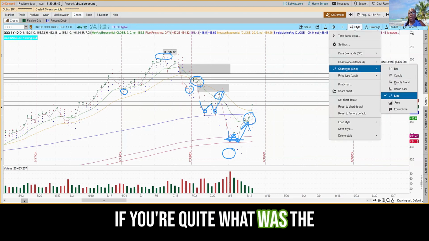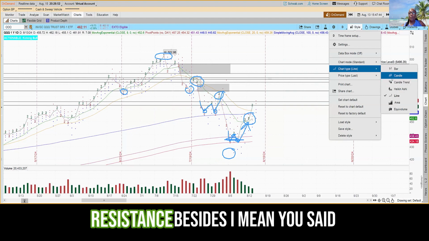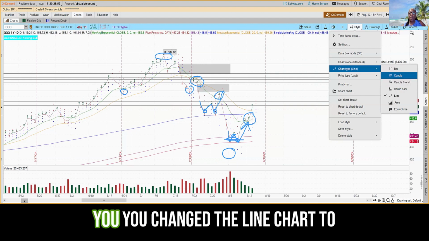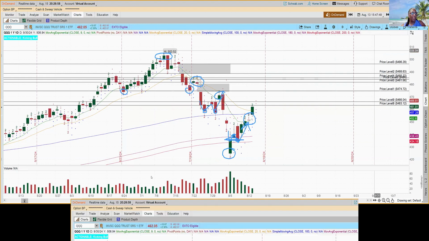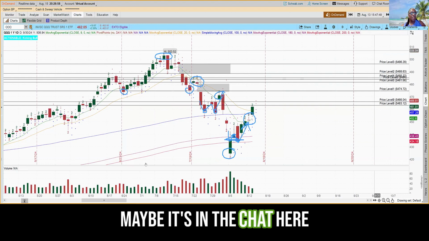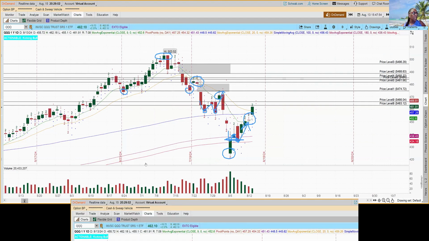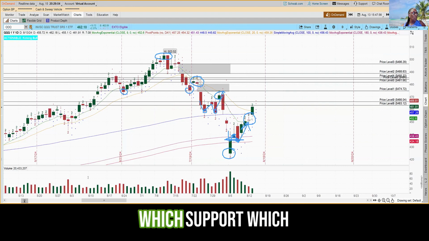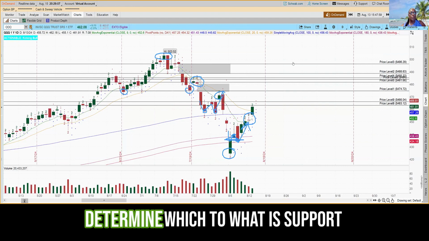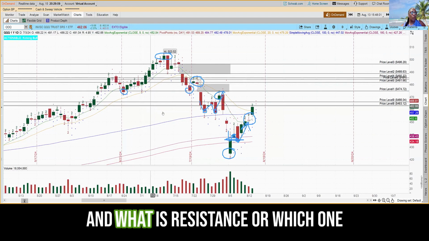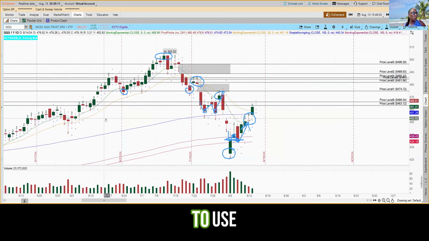So what was the question about support and resistance besides, you said you changed to the line chart to find it. What was the question about it? Maybe it's in the chat here. You have the trouble determining which support will what? You would determine what is support and what is resistance, or which one to use.